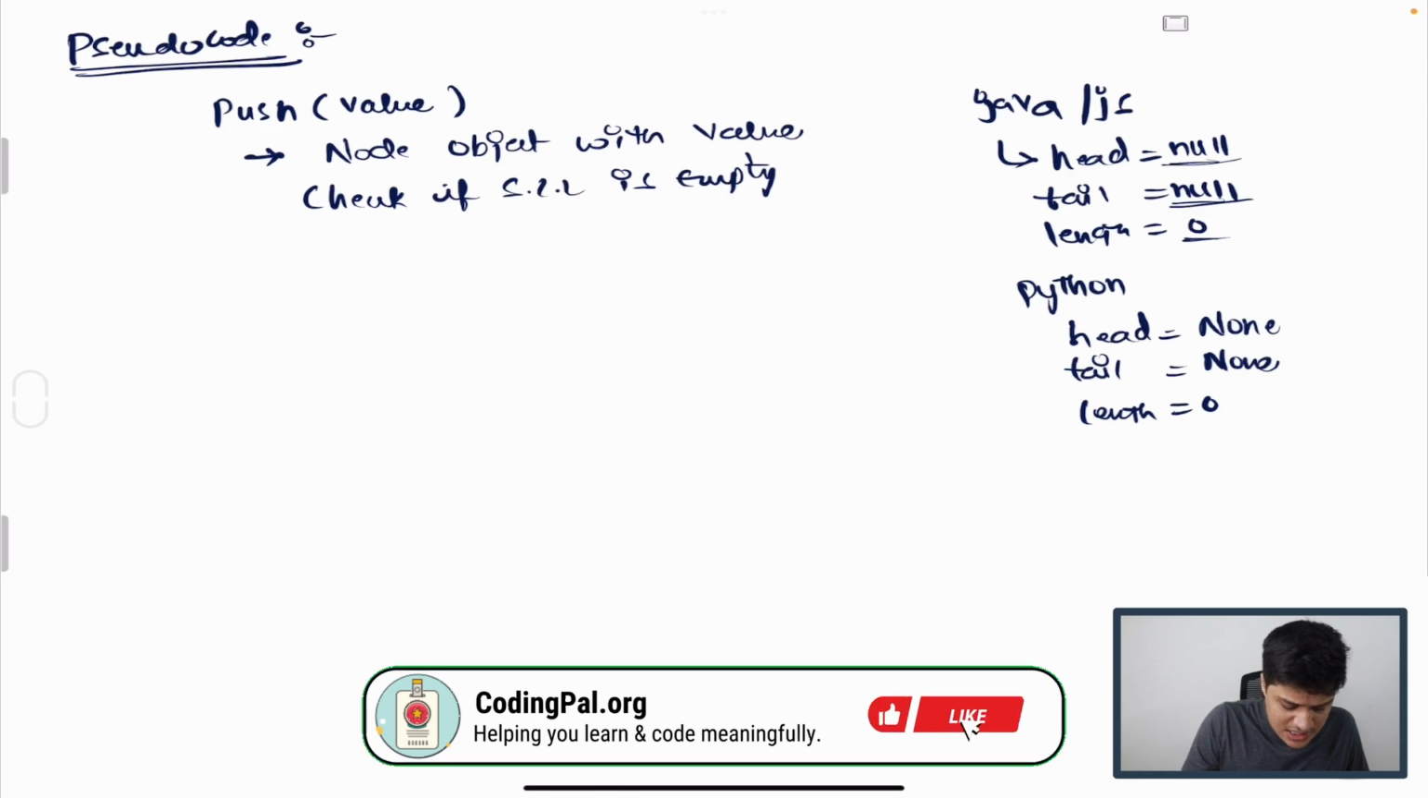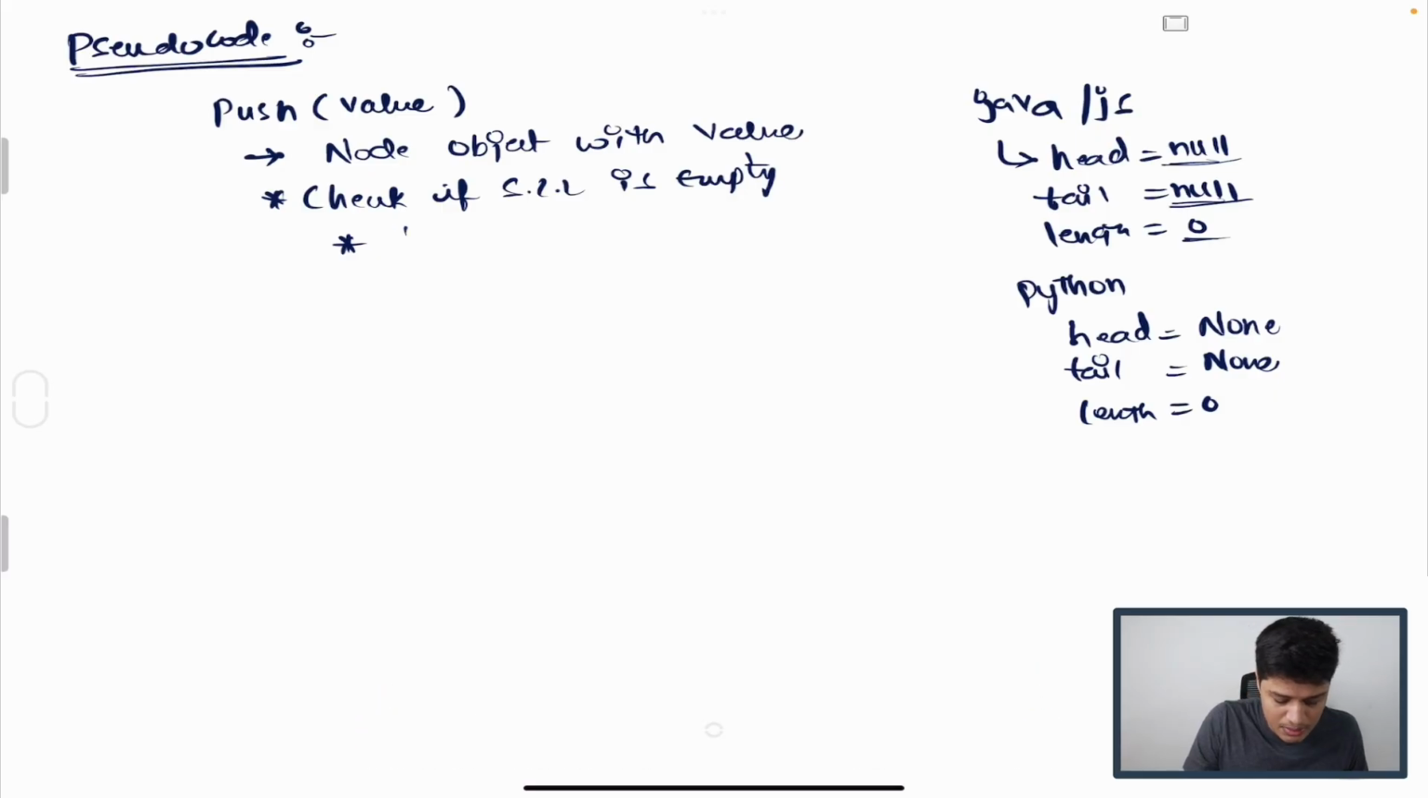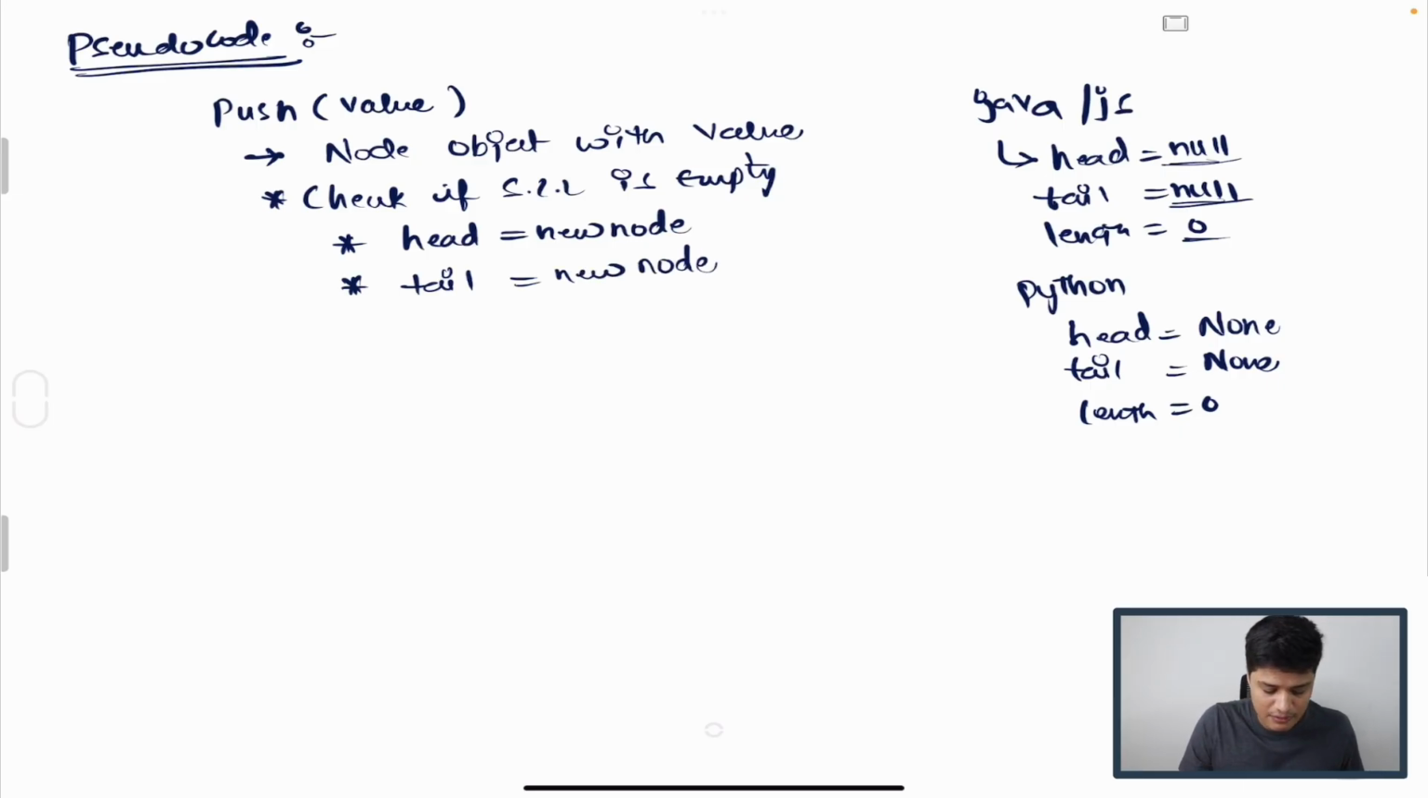So if the singly linked list is empty, whatever the new node object that we have created will be the head node. So we will update the head node with the new node object. Similarly, since that is the only one node, we will make sure that the tail node also is getting updated with the new node object that we have created.